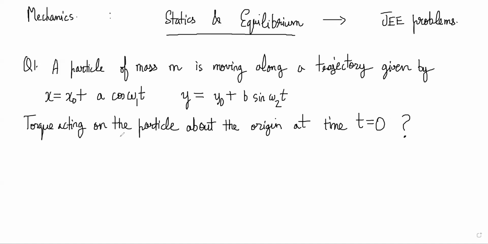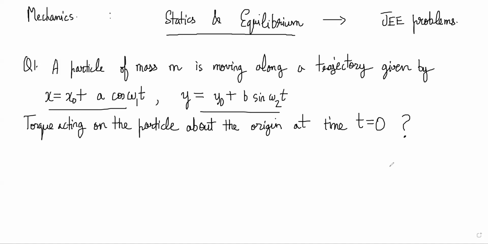So technically this is not a statics question, but this is a question that I wanted to share just because you need to know how to calculate torques. So here the particle is actually moving and the x is given as a function of time and the y coordinate is also given as a function of time, right? And now we have to find what torque must be acting on the particle as it moves at time t is equal to 0.